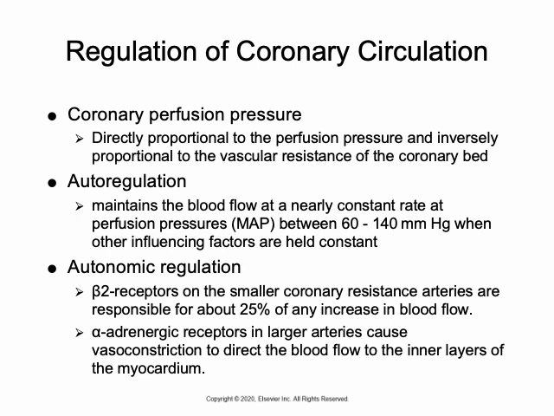During exercise, for example, the vasodilating effects of the beta 2 receptors on the smaller coronary resistance arteries are responsible for 25% of the increase in blood flow. At the same time, our alpha adrenergic receptors in larger arteries will cause vasoconstriction. This is going to direct blood flow into the inner layers of the myocardium.